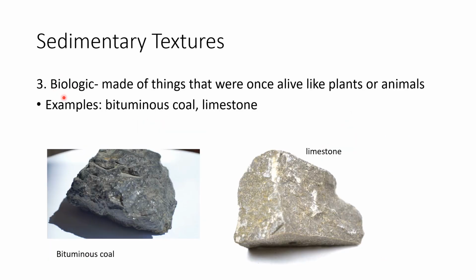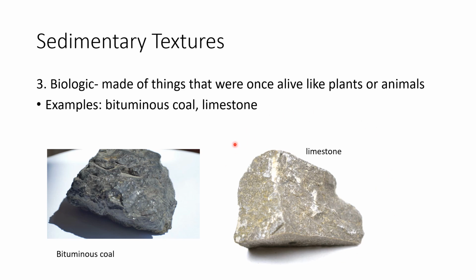Our final sedimentary texture is biologic, and biologic sounds like biology, which is the study of life. And so biologic sedimentary textured rocks are made of things that used to be alive. They could have been plants or animals. Examples that we have here, here's a piece of bituminous coal. Coal is made out of ancient swampy plants that got buried and compressed over a very long period of time. And here is the limestone.